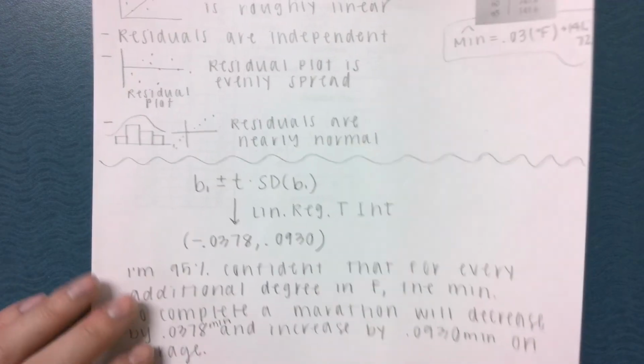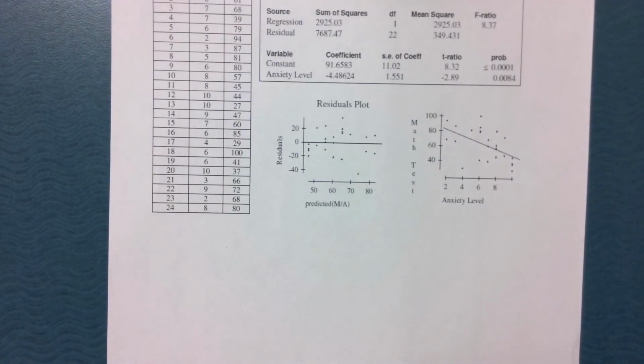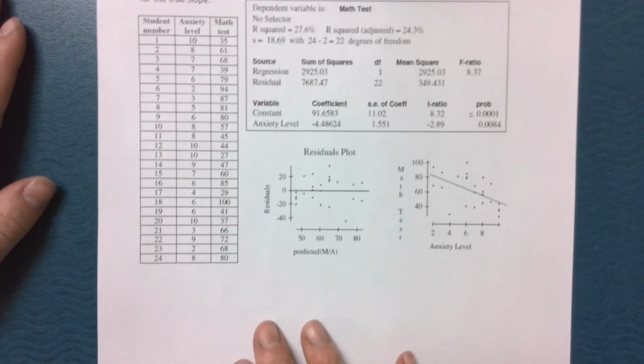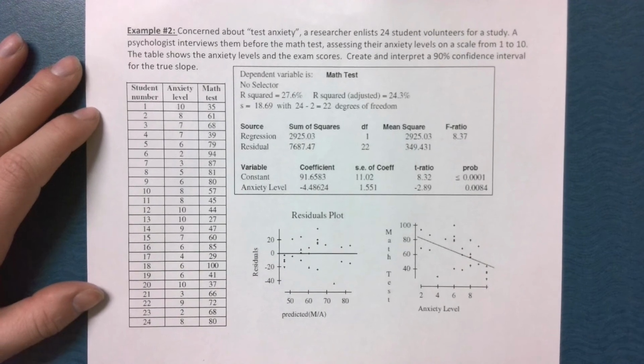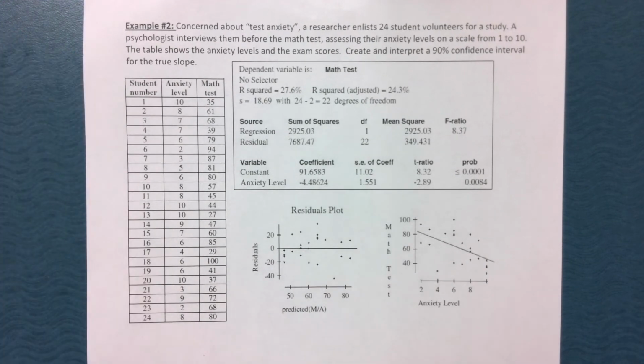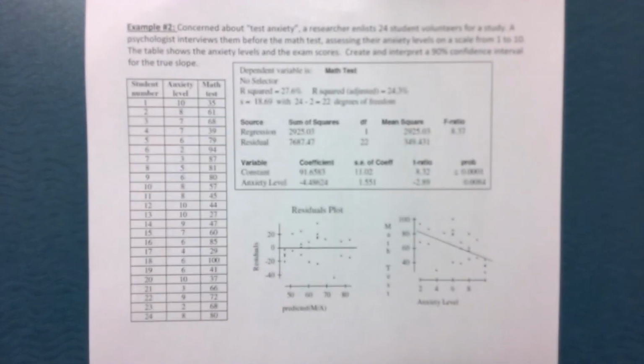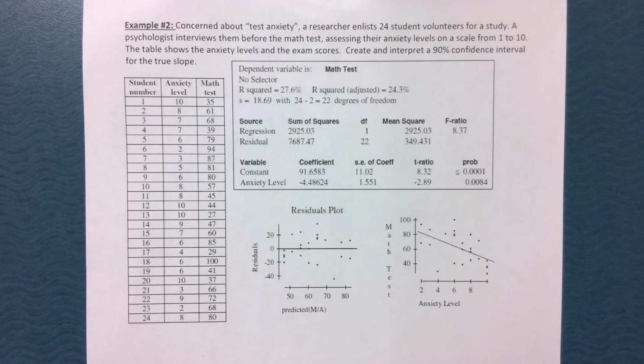Okay, let's go ahead and look at one more example here. This one's going to be slightly different because instead of giving us data, they're going to give us the computer output. So example 2 says, concerned about test anxiety, a researcher enlists 24 student volunteers for a study. A psychologist interviews them before a math test, assessing their anxiety levels on a scale from 1 to 10. The table shows the anxiety levels and the exam scores. Create and interpret a 90% confidence interval for the true slope.